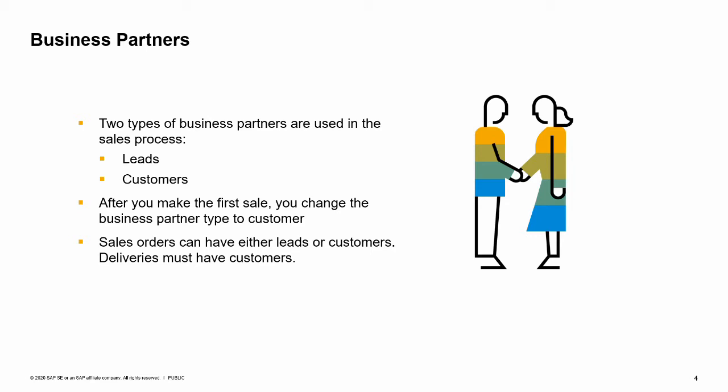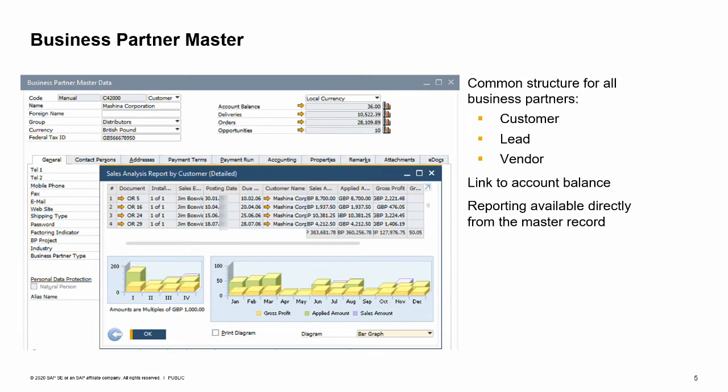Maintaining master data centrally for business partners allows you to store all necessary information for sales, reduce duplication, and avoid data entry errors. We are concerned with leads and customers used in the sales process, but there is also another business partner master, the vendor master, which is used in purchasing. The reason I mention it here is that there is a great deal of similarity between the data for all three types of master data records.